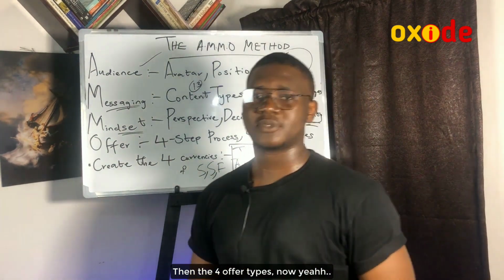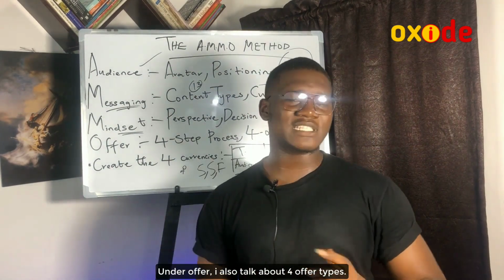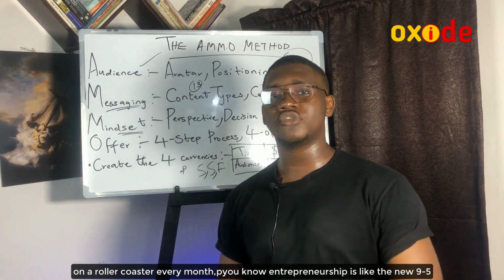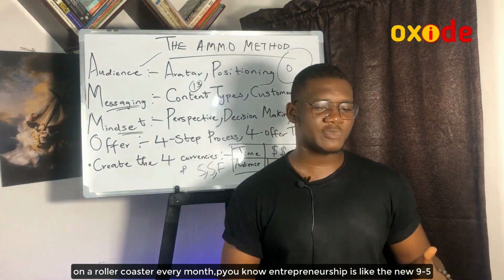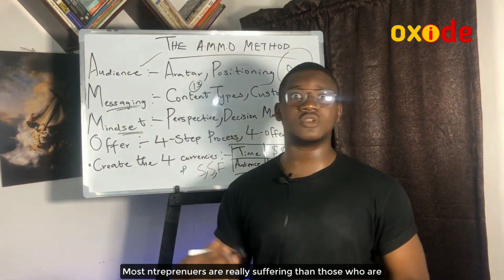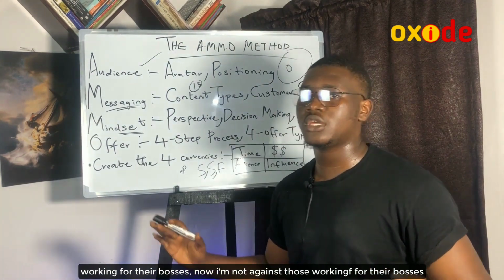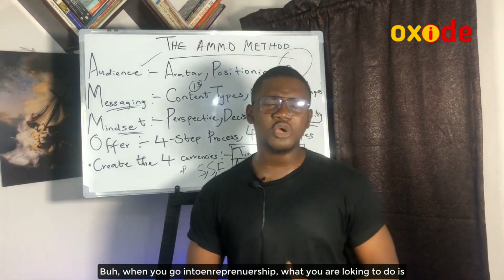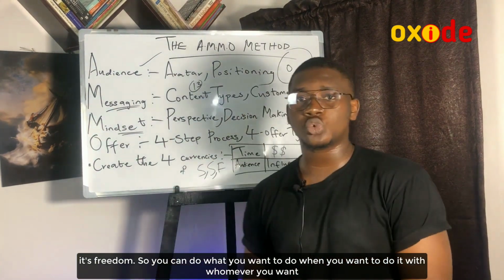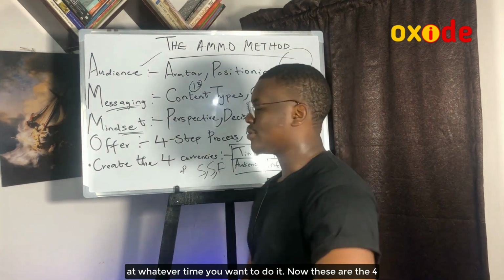Then the 4 offer types. Now, on the offer, I was talking about 4 offer types. That means 4 offer types you should have in your business if you want to build a business that is not on a roller coaster every month. Because entrepreneurship is like the new 9 to 5. A lot of entrepreneurs are really suffering more than those who are working for their bosses. Now, I'm not against those working for their bosses, but when you go into entrepreneurship, what you're looking to do is create freedom. So you can do what you want to do when you want to do it, with whomever you want to do it, and at whatever time you want to do it.